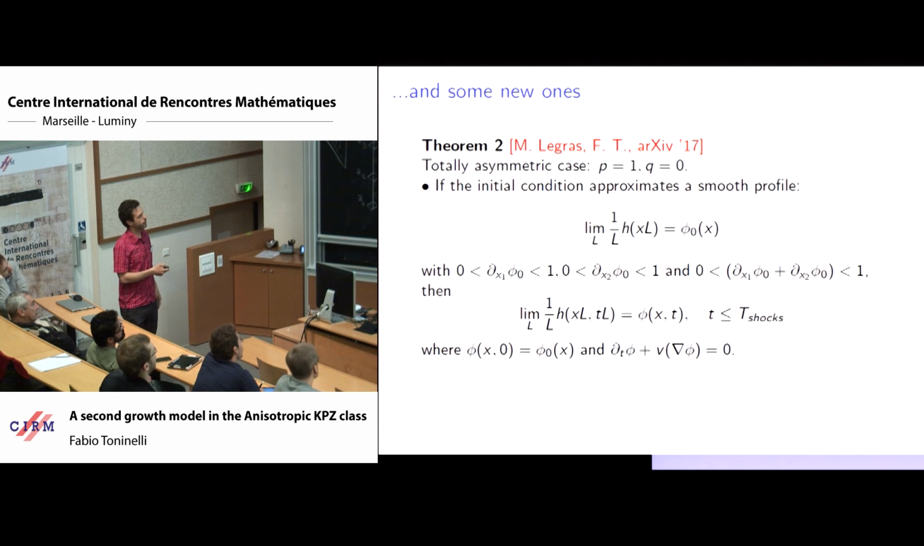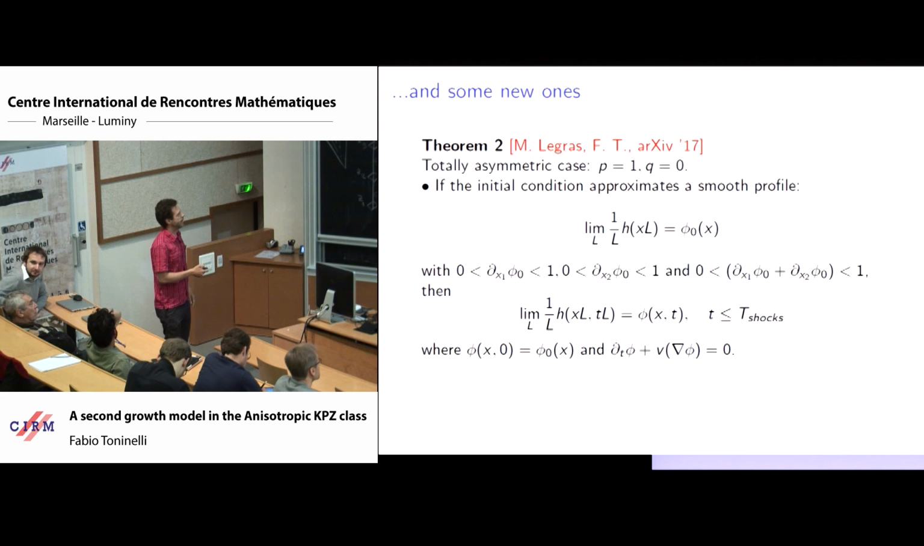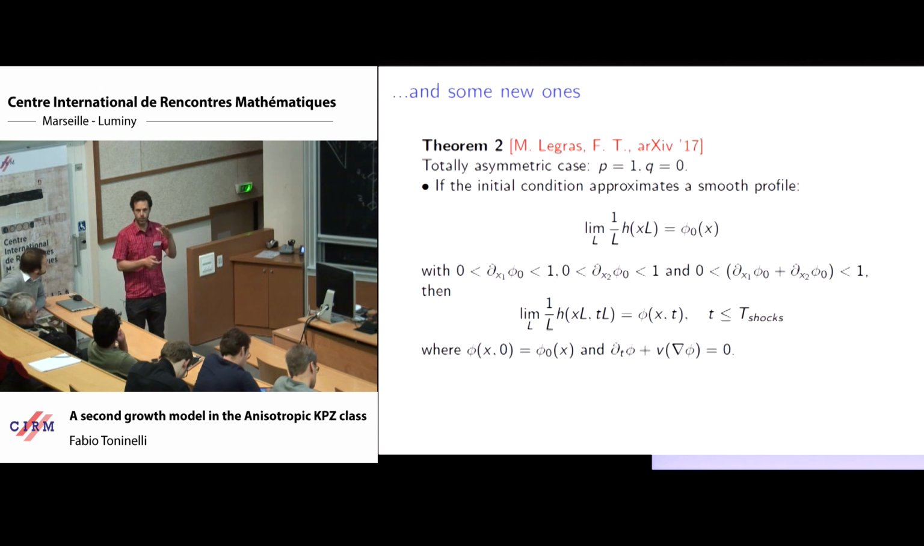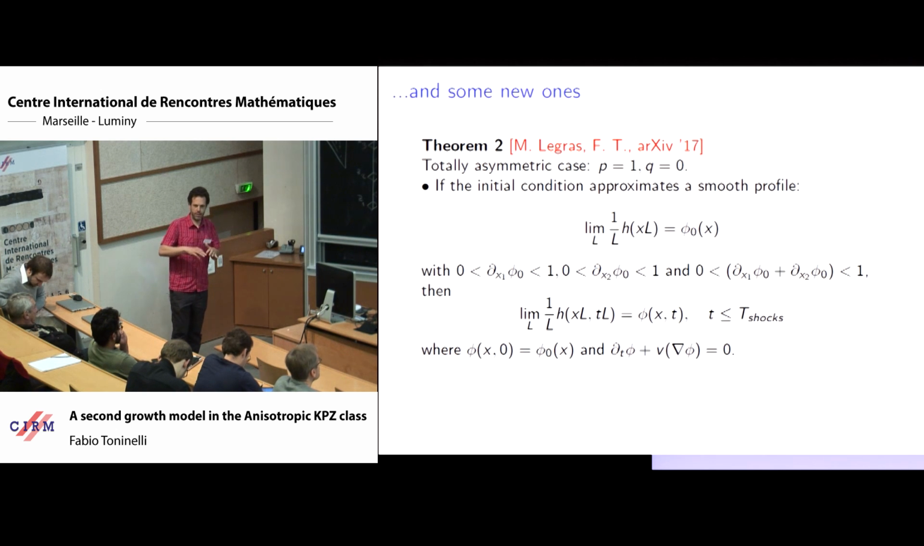Suppose h without time is just the initial condition. Suppose that this initial condition is such that if you rescale it, it approximates a smooth profile phi naught. Phi naught is assumed to be smooth enough, and its gradient is assumed to satisfy this inequality. These inequalities are just saying that nowhere do you have frozen regions. If you approximate this profile by a stepped interface that sticks close to it, there are no macroscopic regions where you see only lozenges of one type.